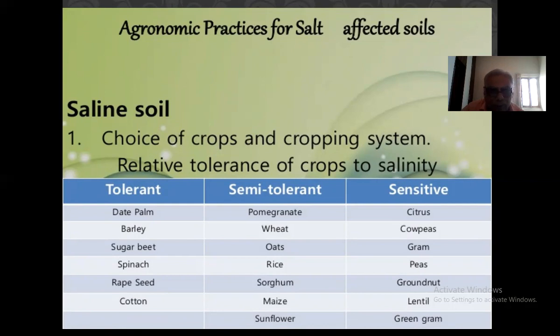Then semi-tolerant: pomegranate, wheat, oat, rice, sorghum, maize, and sunflower. You can see that pomegranate, wheat, and rice are all grown successively in saline soil. In Tarapur area and in Bhal area, they grow wheat, rice, and also sorghum. Then sensitive crops, like citrus, cowpea, peas, groundnut, lentil, and green gram, you can't grow, because they are all sensitive crops.